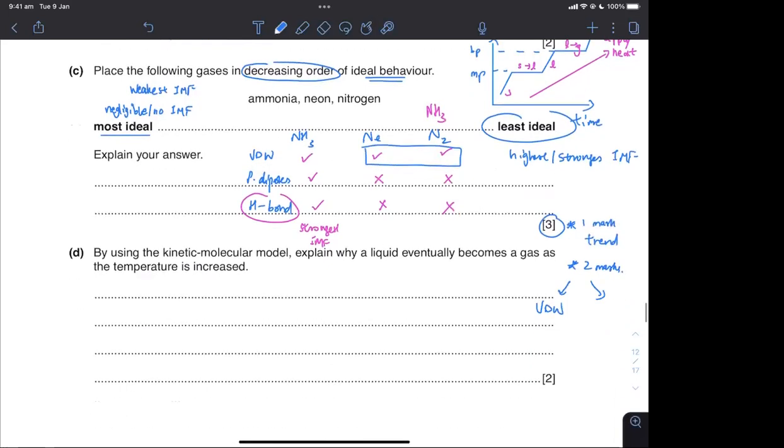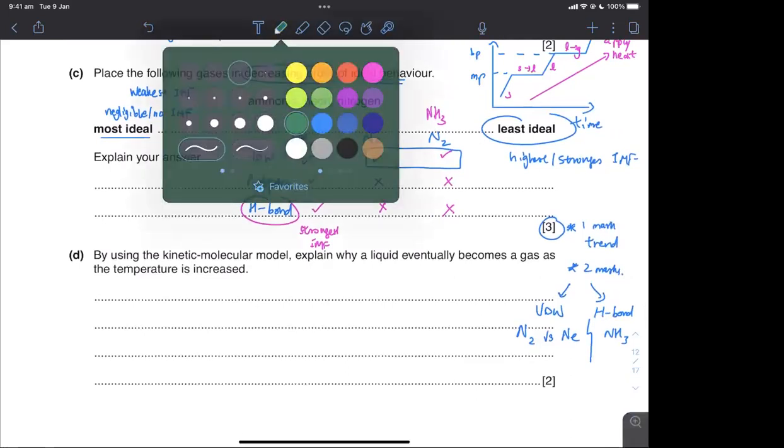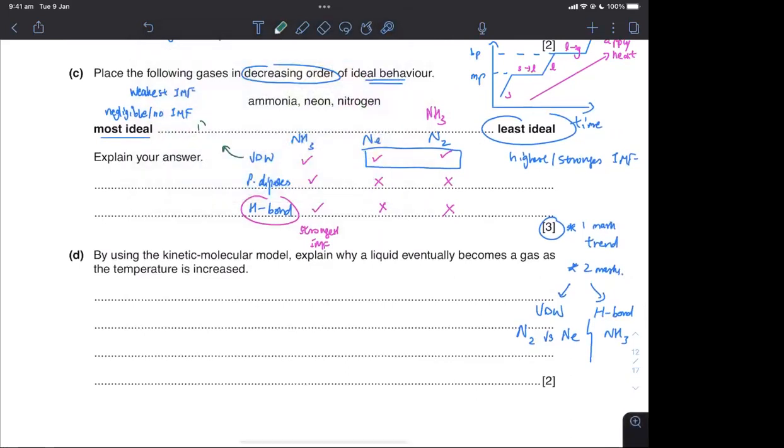So this one is N2 versus neon. 1 mark is for the hydrogen bond to identify NH3 can form hydrogen bond, but this thing cannot form hydrogen bond. Hydrogen bond is stronger intermolecular force than van der Waals. Therefore, it is less ideal for NH3. Between N2 and neon, there are 2 factors that affect the strength of van der Waals. I talked about it last week. The most important factor is the total number of electrons in the molecule or in the atom.